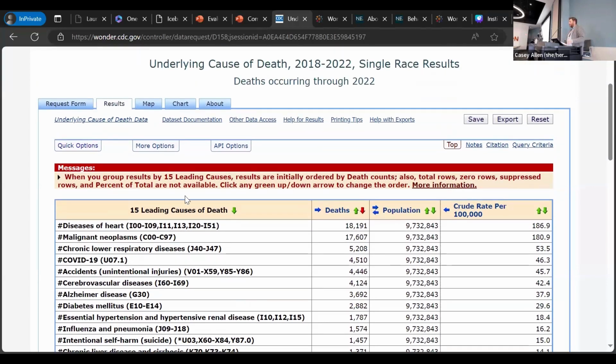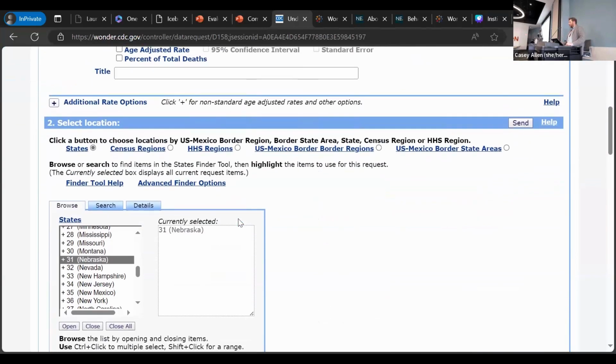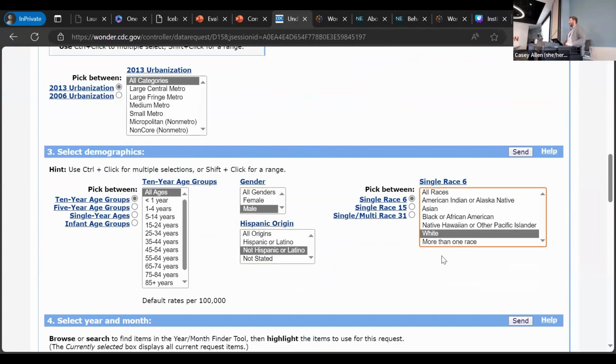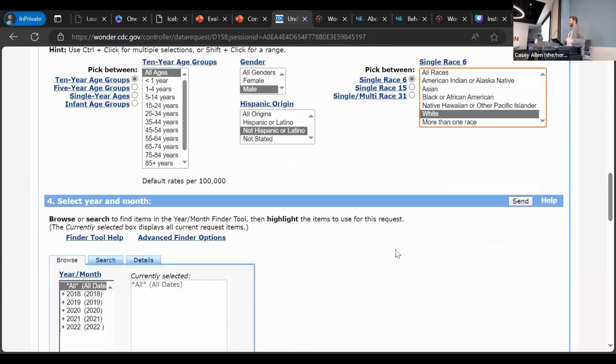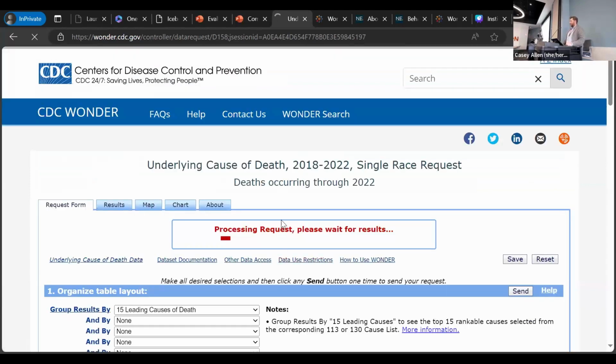So if you wanted to go back to the request form, you would just click request form up here in the corner, and we can make some modifications to generate some new data for us. So if we wanted to look at specific causes of death for select demographic groups, we could do that using the demographics tab. So if I wanted to only look at male, white non-Hispanics, I would just select those sliders and I could generate those results.